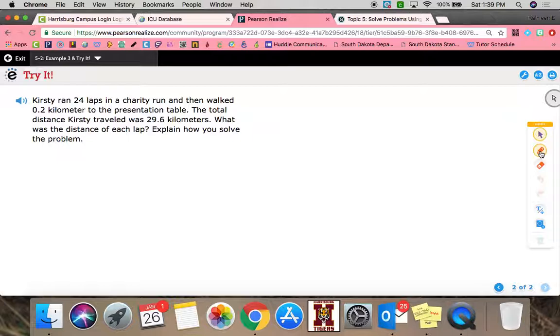Last one, here's some writing tools. Christy ran 24 laps in a charity run and then walked 0.2 kilometers to the presentation table. The total distance Christy traveled was 29.6 kilometers. What was the distance of each lap? So she ran 24. When we do L's in algebra, we got to do like that. Otherwise, it looks like a 1.